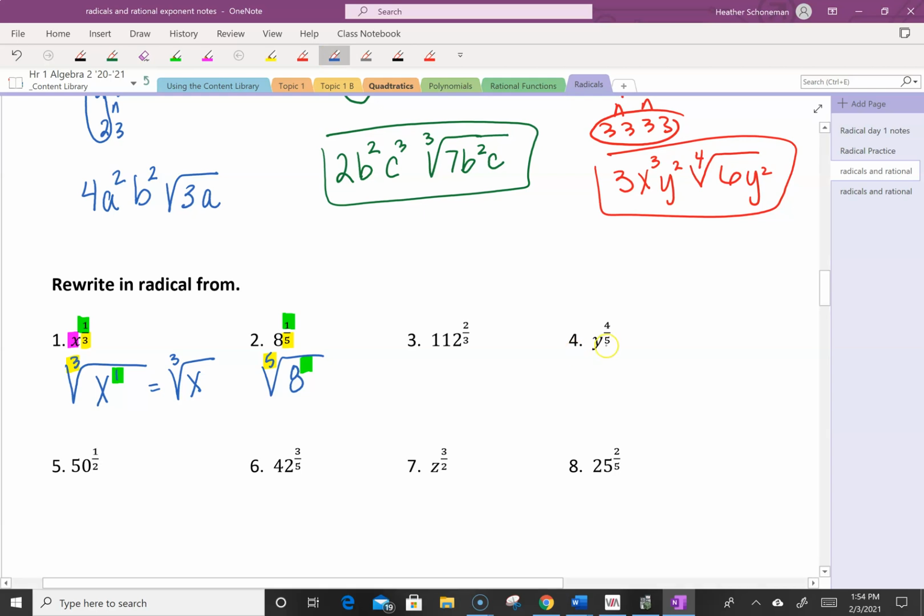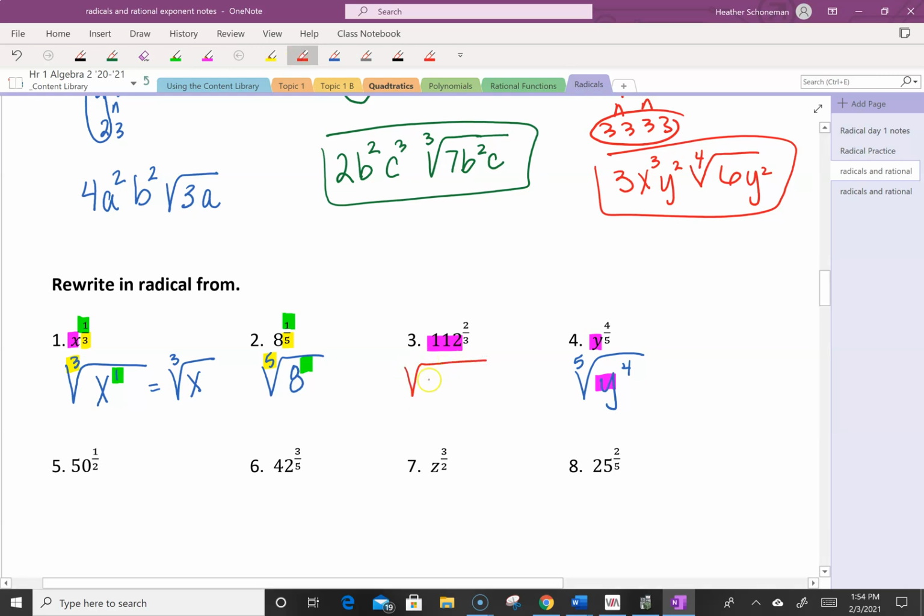Okay, we're going to skip and do 4, and then we're going to come back and do 3. So on 4, the y is going to go underneath, my 5 is going to be in the root, and then my 4 is the exponent. Notice on this one, my base is a variable. And when my base is a variable, this is the best way to write it. But if I look at number 3, my base is a number. And when my base is a number, there's a better way that we can write this that's going to help us later on in one of our following lessons.